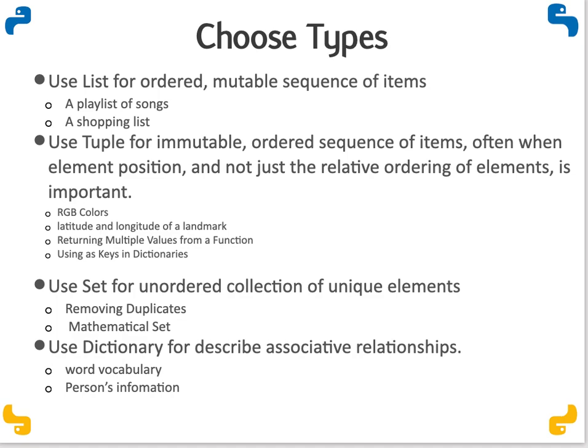Now let's talk about sets. Sets are collections of unique elements. Order doesn't matter in a set, and you can't have duplicates. Think of scenarios where you need to ensure uniqueness, like removing duplicate entries from a list of data, or consider a mathematical set. Finally, we have dictionaries. They are perfect for describing relationships, like a word and its definition in a vocabulary, or storing information about a person.